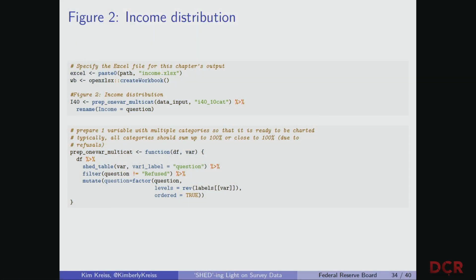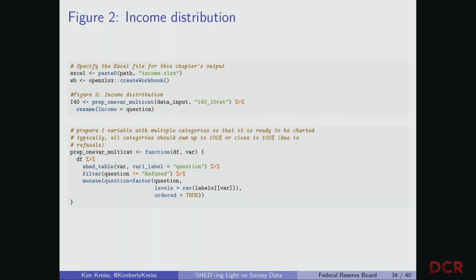Okay, so what we do next is we just specify where it's going to be written to. So for each chapter, we're just going to have like income. If we're writing for the income chapter, it's going to be an income Excel file. We'll open a workbook. And then we have this next step, which is one of the custom functions that we wrote. So we're going to prep this data to go into the visual we showed. So the function we have for this is called prep onevar multicat. So it's just for when you have one variable that has multiple categories. So this is what the function looks like below.